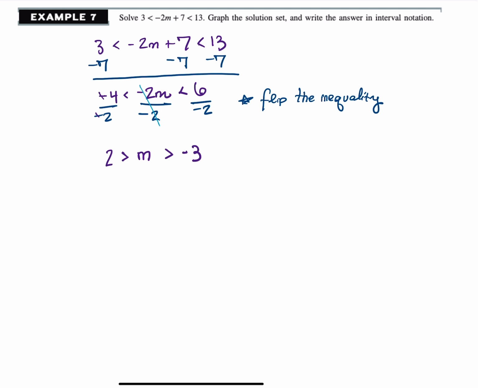So what does this mean? This might be weird to read, but this is saying m is less than 2 and greater than -3. So it's a little bit flipped. So if I'm writing my solution, if I'm graphing it, I would still put the -3 on the left. And we have +2 up here.